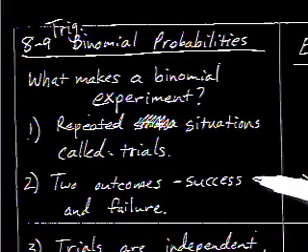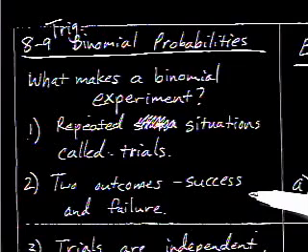So you'll notice I actually noted the second item here. It has two outcomes, success or failure. So that's really the basis of a binomial experiment. You flip a coin, you get heads or tails. You shoot a free throw, you make it or you miss it. You have a cancer treatment, you're either in remission or you are not.